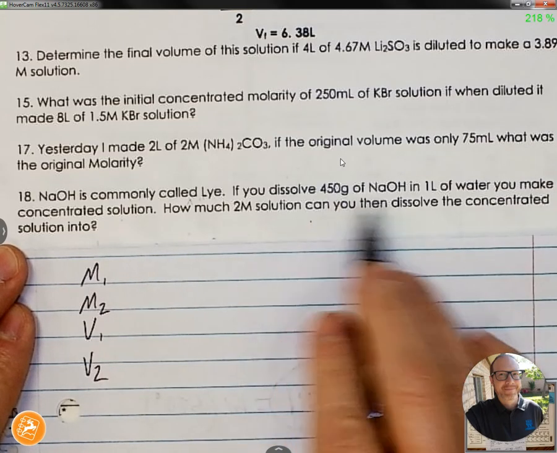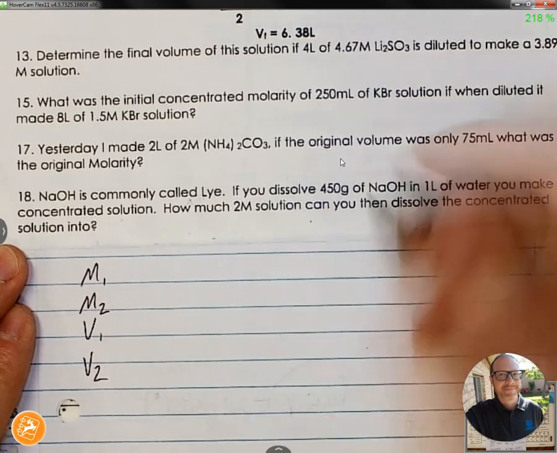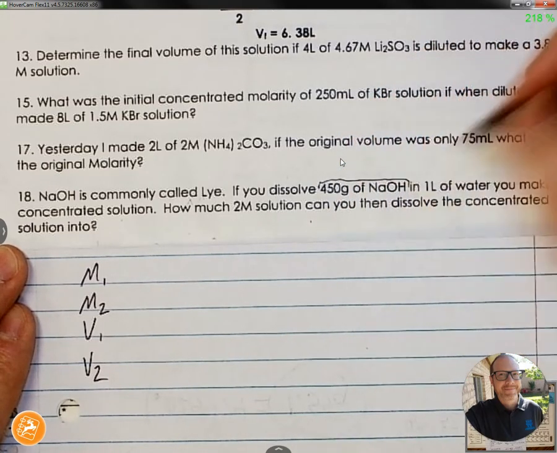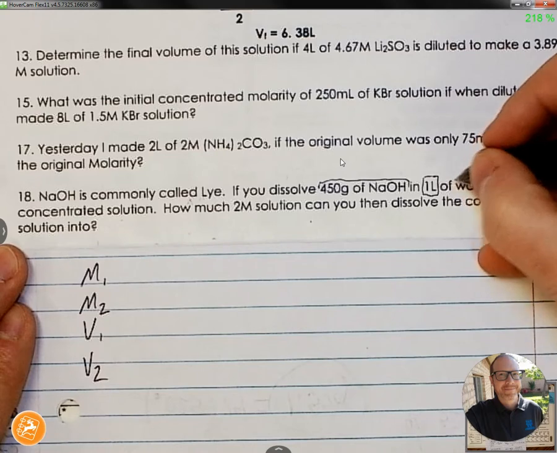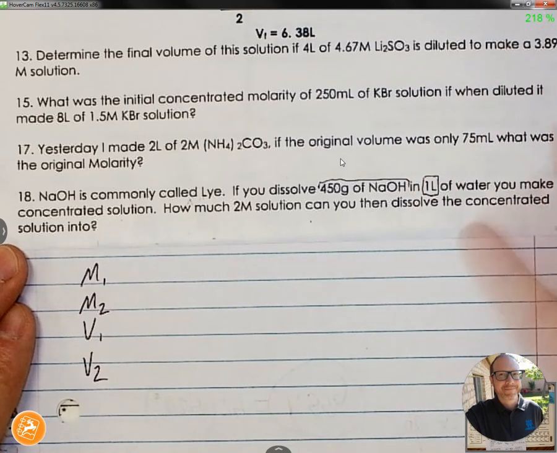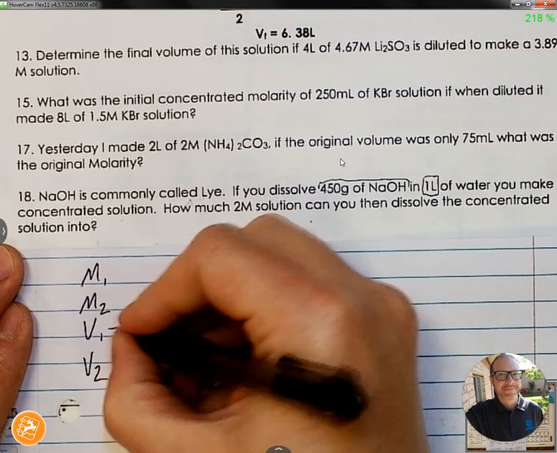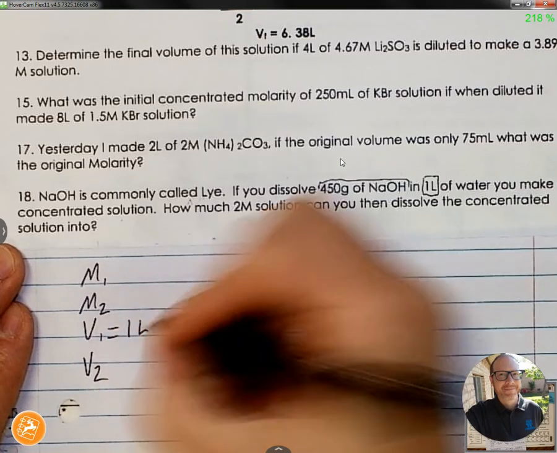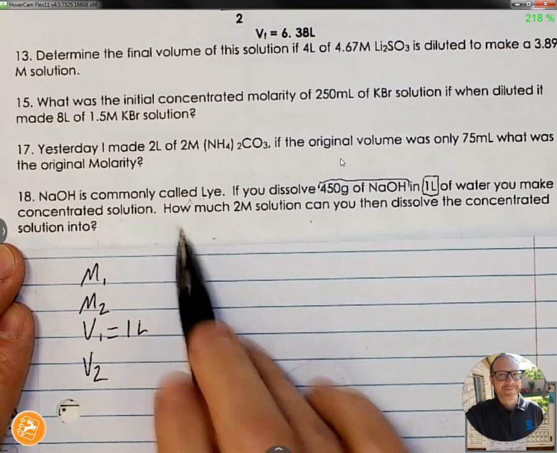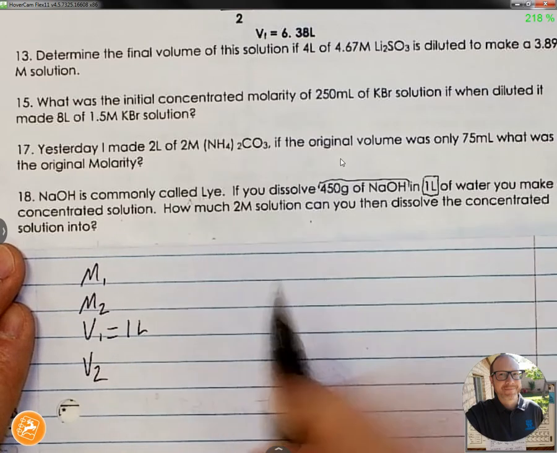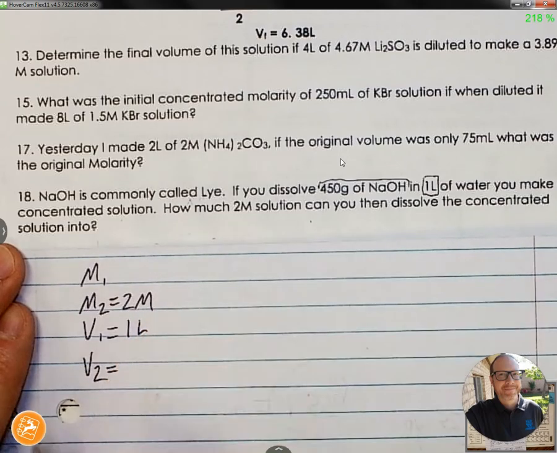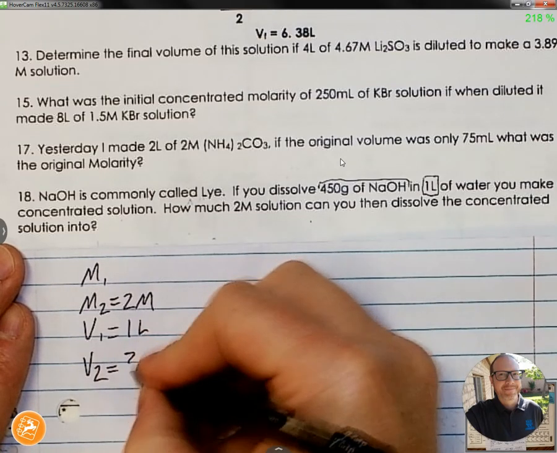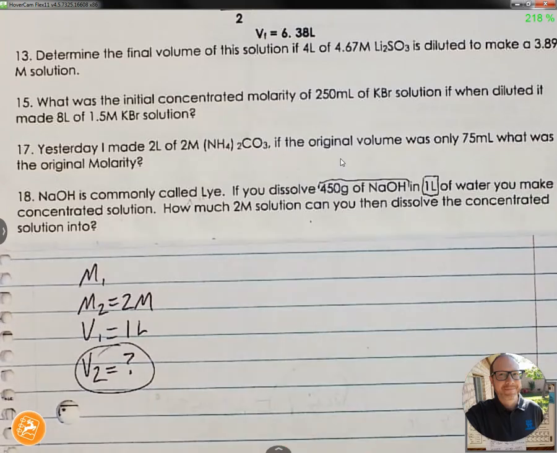They give us 450 grams of NaOH. So one thing we're going to need to do is convert that into moles. But they're nice enough to tell us that it's in 1 liter of water. So for all intents and purposes, V1 is going to be 1 liter. I'm trying to dilute it into 2 molar solution, so M2 is going to be 2 molar. V2 is how much, and that's what we're trying to solve for at the end.